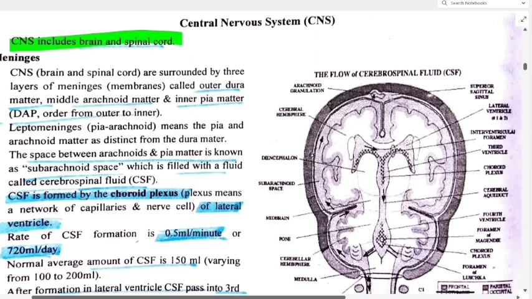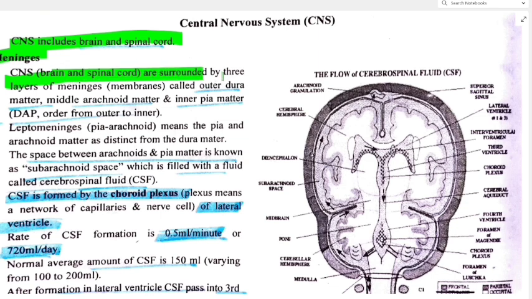Now comes to meninges. CNS is brain and spinal cord that is surrounded by three layers of meninges membranes called: outer it is dura mater, middle it is arachnoid matter and inner is pia mater. You can remember like DAP. Order from outer to inner: D for dura mater, A for arachnoid matter and P for pia mater.